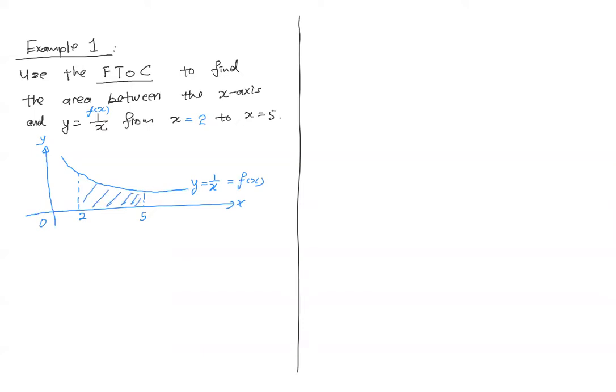So first thing, if I want to find this area, I don't know integration yet. Am I right? So I have to integrate from 2 to 5 f(x) dx to get the area. So I write down this first. So I will have to integrate from 2 to 5, 1 over x dx.